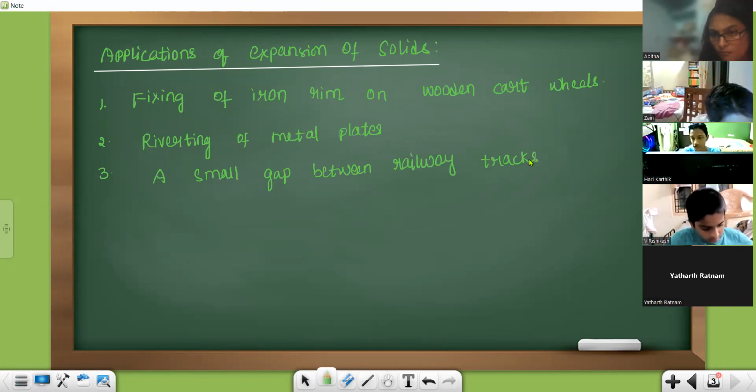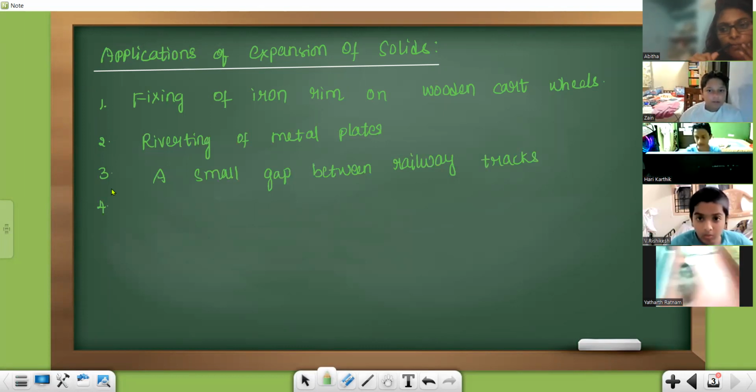Especially in concrete roads, they make some lines because in summer they expand. Yes, ma'am. Like between the concrete roads, they make some lines. They cut some lines made out of metals, ma'am. Made out of metal. Okay.